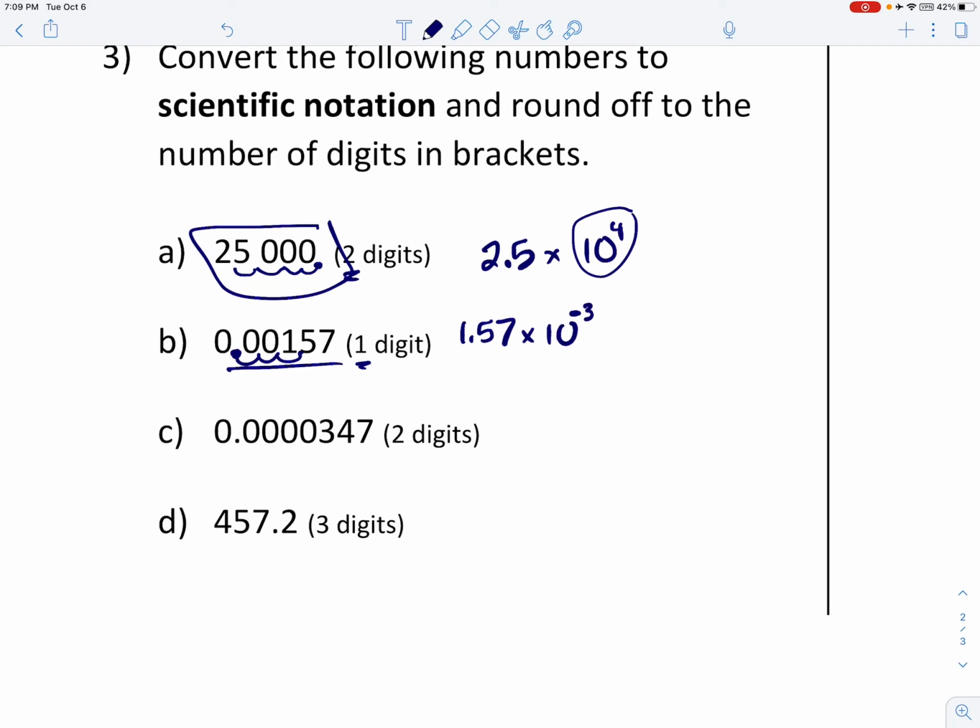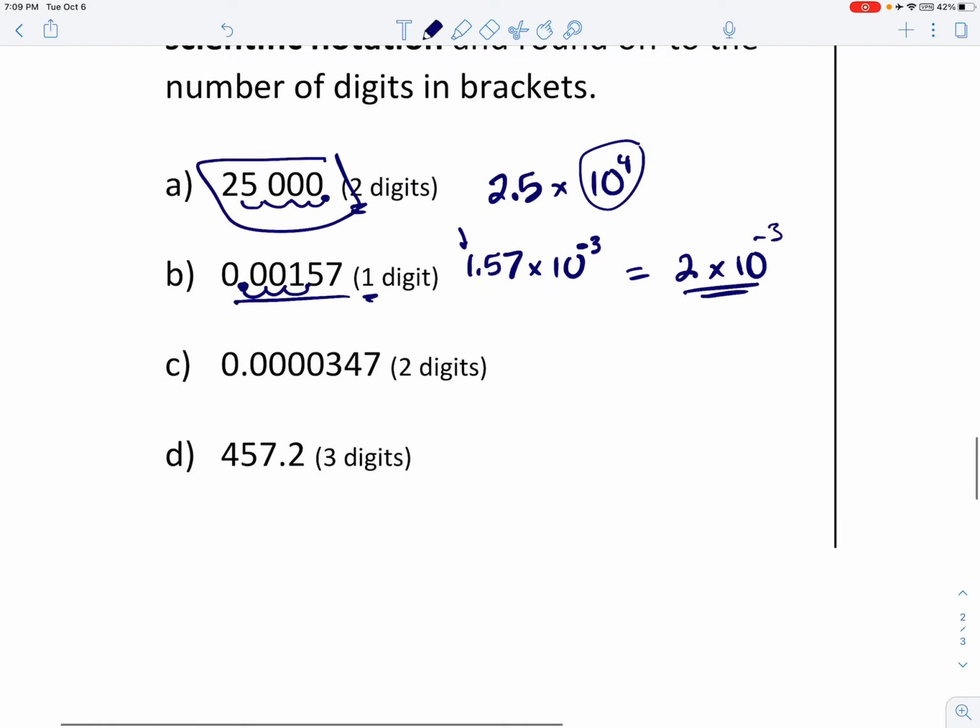But we were told to round it off so it has only 1 digit. 1.57 has 3 digits. To have only 1 digit, we are going to keep the digit before the decimal. So now we look at the next digit. It's a 5, so we have to round that up. It's going to become 2 times 10 to the negative 3. There's the scientific notation version of that number, rounded off with 1 digit. Try the next two on your own, so pause the video and give those a try.